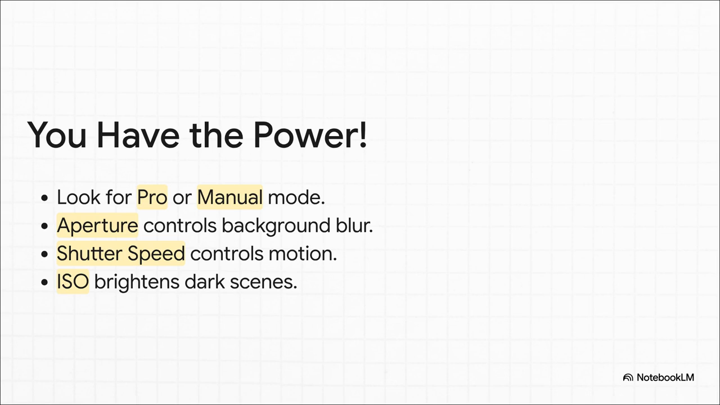So here's your homework. After this, I want you to grab your phone, open the camera, and swipe around until you find a pro or manual mode. You will find sliders for shutter speed, for ISO, sometimes even for aperture. All that power to blur backgrounds, freeze motion, and shoot in the dark, you have it, right now.